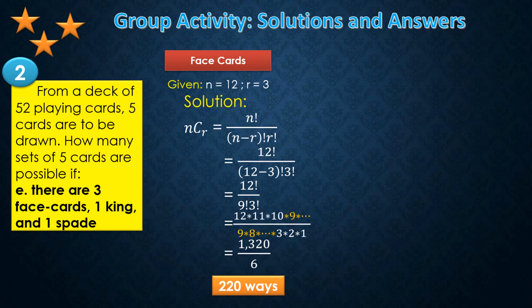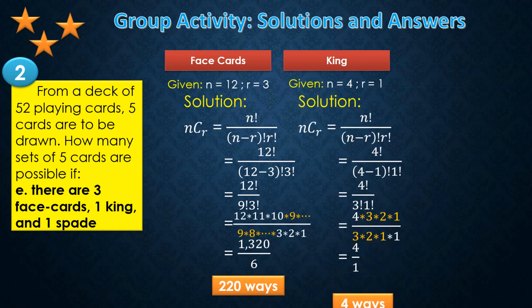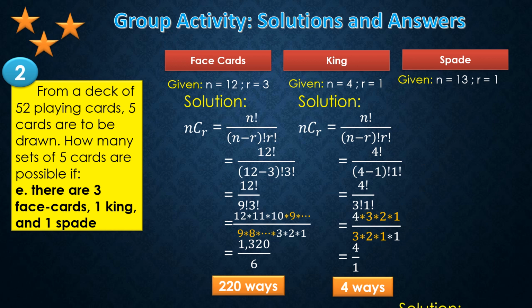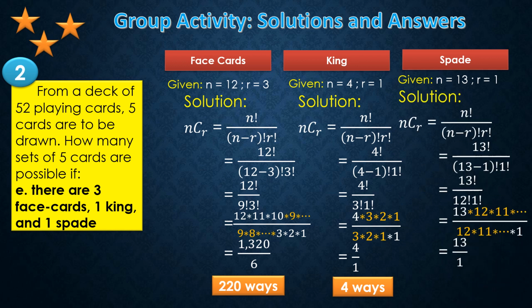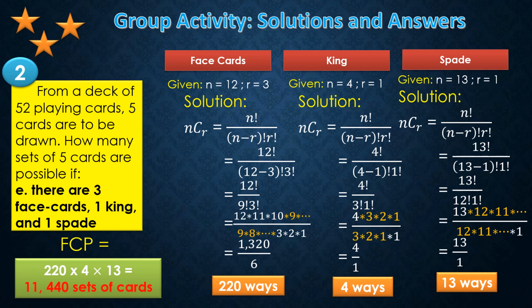You can pause, then copy or write it in your notebook so you can follow along and it sticks in your mind. Same goes for king. There are 4 to choose from, only one is taken based on the problem. Answer is 4 ways. And for the spade, we have 13, the total number of spade cards from ace to king. Total of 13 ways. To get how many ways, just multiply using the fundamental counting principle. That is 11,440 sets of cards.